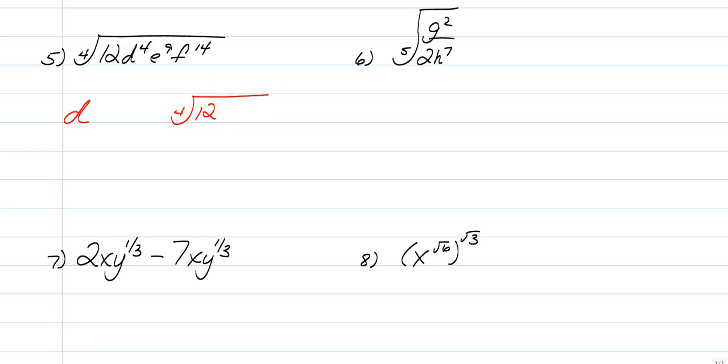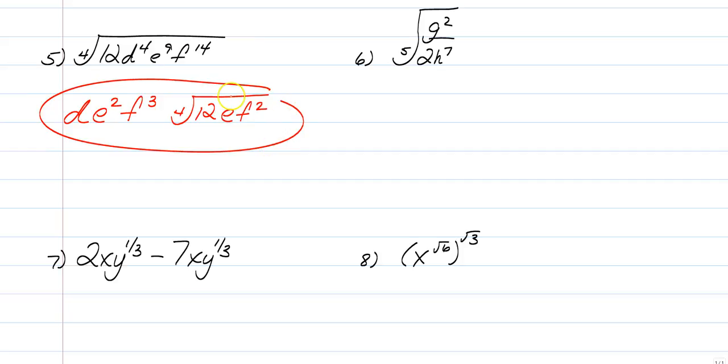And then we need to look at our e's. 4 goes into e to the 9th twice. So we can take out e squared, but we're going to have 1 left on the inside. And then finally, 4 goes into 14 a total of 3 times. So we can take out f cubed. However, that's going to leave us with 2 on the inside. Now once you're done with that, you're actually done with this problem. The 12 can't be simplified anymore. We are good to go.